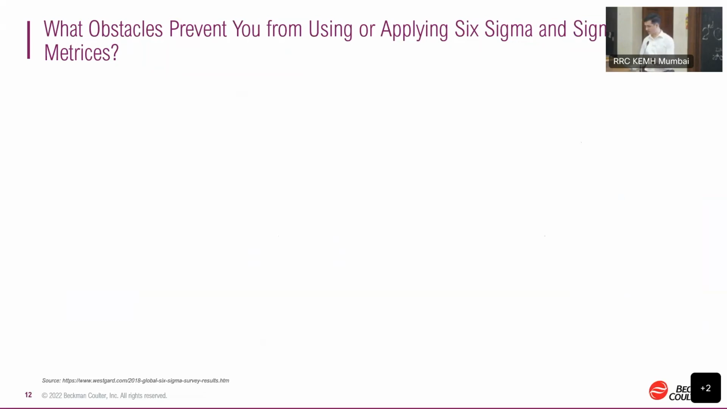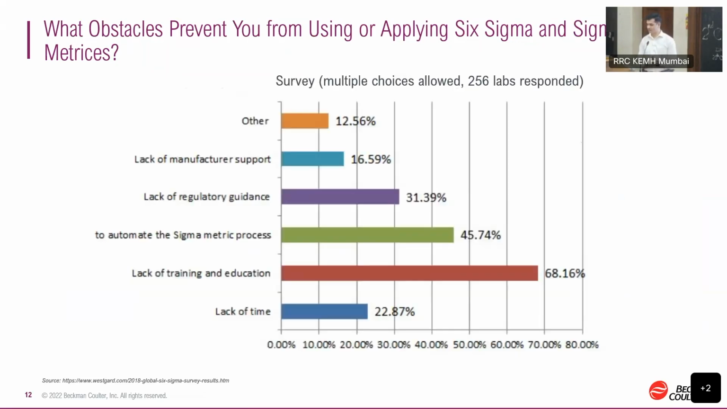Just think about it and you can correlate with this survey results. So 256 labs have responded to this survey and there were multiple choices there. You can see most of them, like 60% of people, believe that there was a lack of training or education towards Six Sigma. So that's why they might not be implementing it or thinking of it.